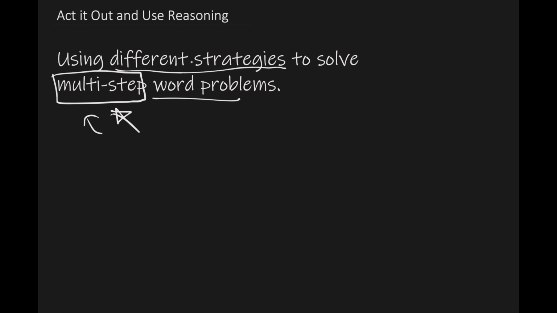Now let's make sure we understand. What is a strategy? As I'm sure you know, it's a method, a different way to solve a problem. Then there are multi-step word problems. Let's break that part down. What is multi-step? Multi means many, so just multiple-step problems. Instead of just doing 5 times 6, it could be 5 times 6 equals 30, minus 5 equals 25. Could be problems like that.